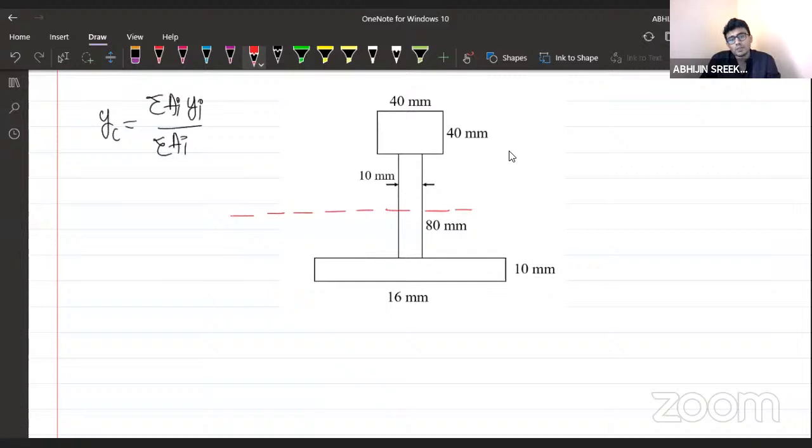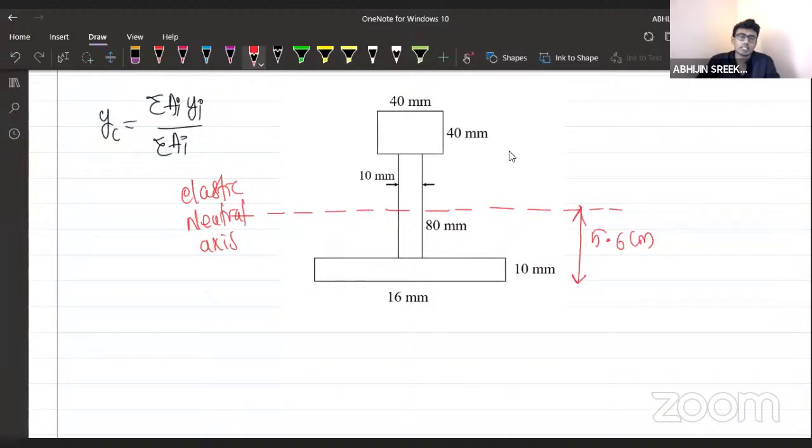It is given in our question that the centroidal axis is at a distance of 5.6 centimeter from the bottom. So it's already given in our question, right? Elastic neutral axis. Now we need to calculate the I value. Calculating the I value is actually a bit tedious process. It may consume 2-3 minutes of your time. So most probably the I value will be given in the question.